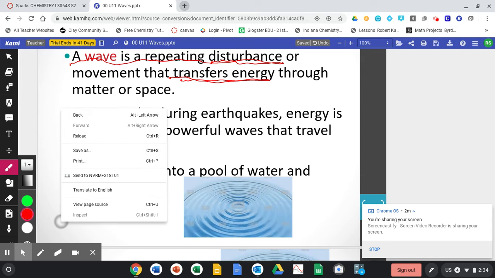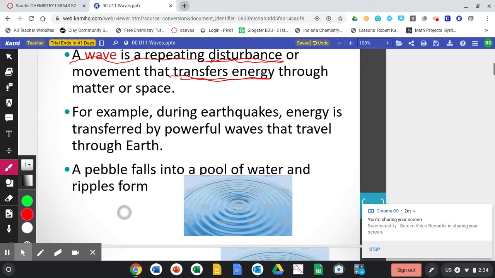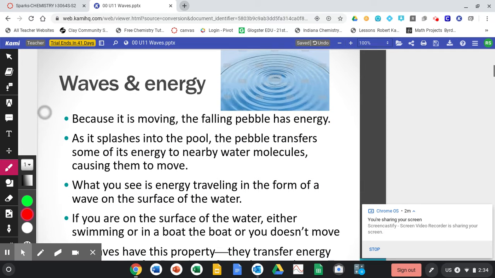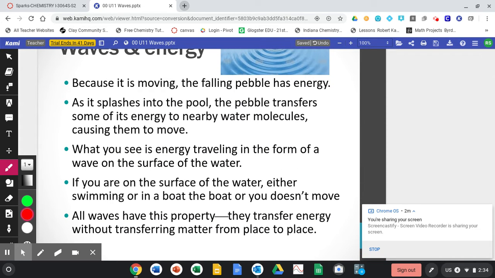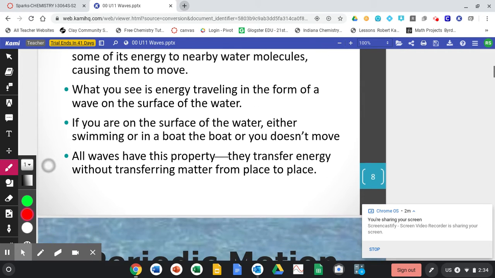When a pebble falls into a pool of water, ripples form. And so because it's moving, the falling pebble has energy and it splashes into the pool. The pebble transfers some of that energy into nearby water molecules, causing them to move. And that's what you see. If you are on the surface of the water, either swimming or in a boat, the boat or you doesn't move. You go up and down with the wave, but you don't go a distance with the wave. All waves have this property. They transfer energy without transferring matter.